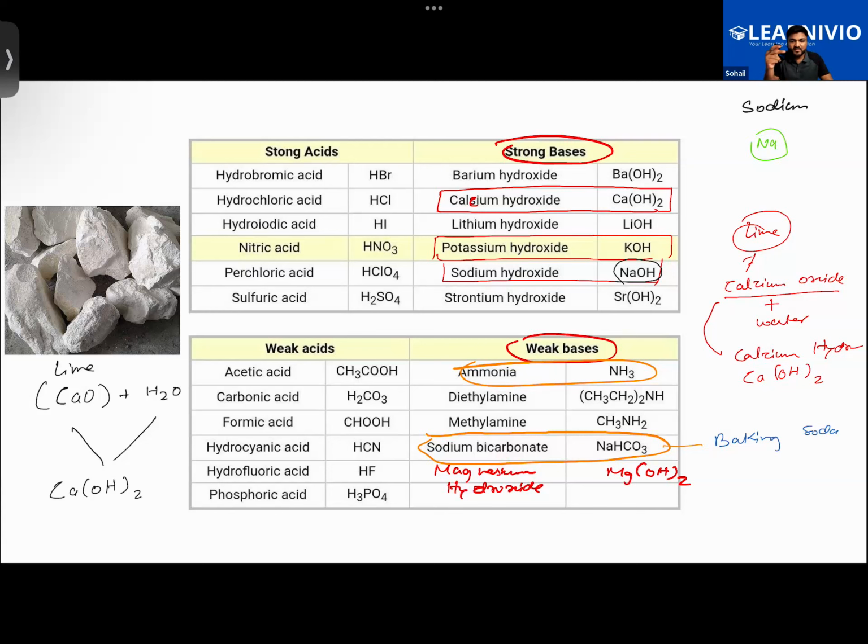So what are three examples of weak bases? Ammonia, sodium bicarbonate, and magnesium hydroxide. So these are some of the examples of weak bases.